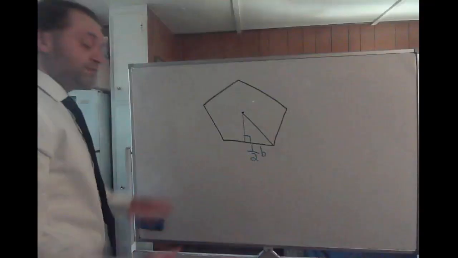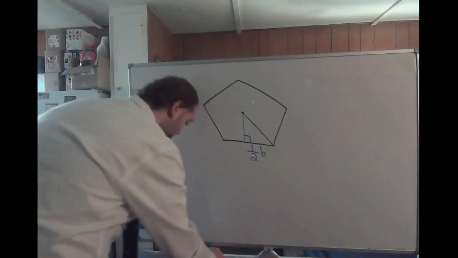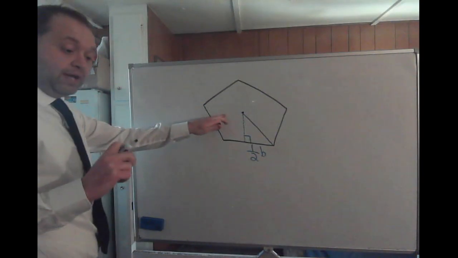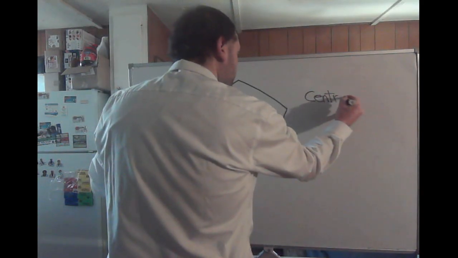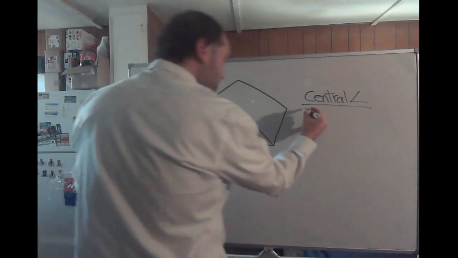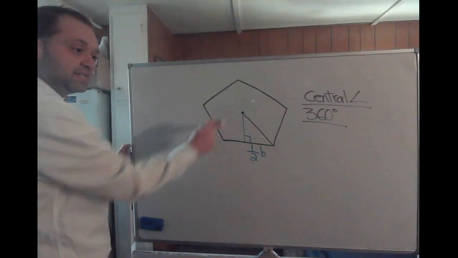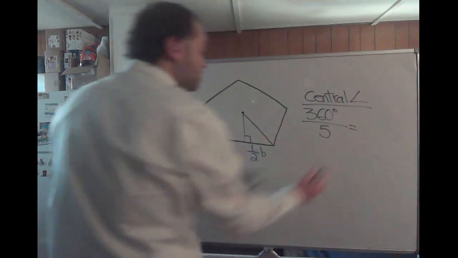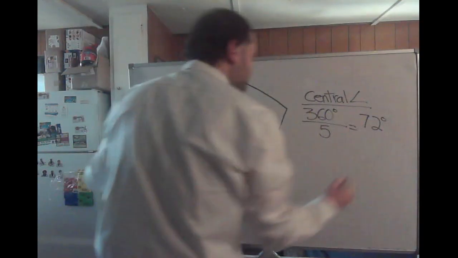Now, before I throw out any lengths, we need to find the central angle. What is a central angle of a regular pentagon? So, the central angle in this case would still be 360 degrees for that circumscribed circle, divided by the number of sides of this regular pentagon, which is 5, which would give you a central angle of actually 72 degrees.